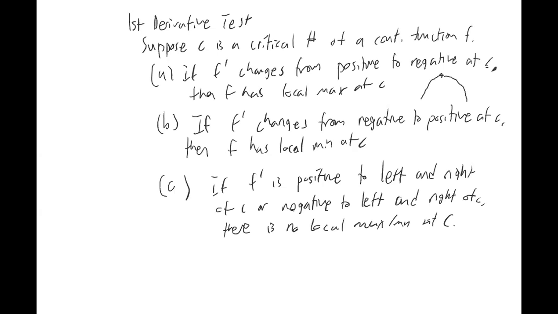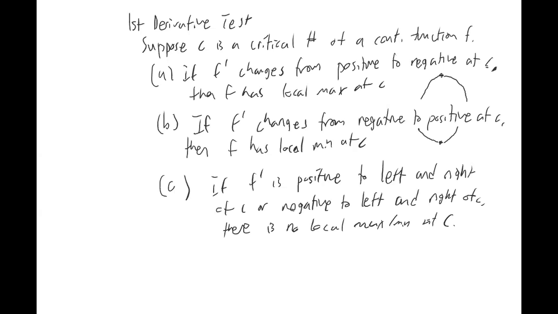As opposed to here. If this was the point C, and before C the derivative was negative, that means you were decreasing to C, so you're going like this. And then after C, it's positive, so you're going back up. In this case, you're sort of at the bottom of a hole.